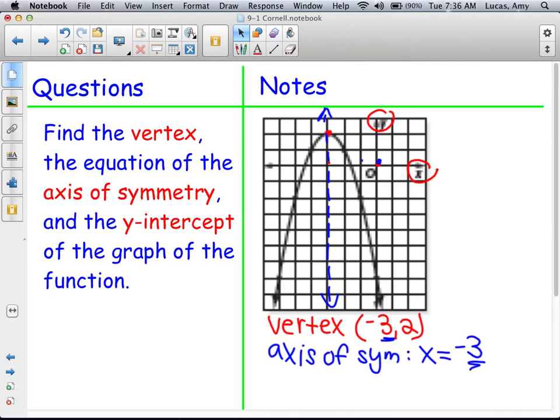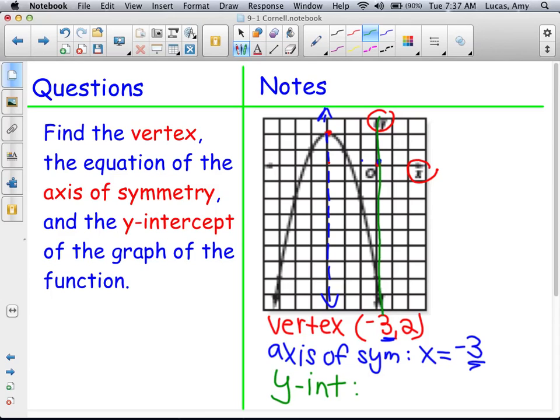Notice that the x-coordinate of the vertex always matches the symmetry line. Always. And my y-intercept is where this graph crosses the y-axis, right here at this point. So 1, 2, 3, 4, 5, 6, 7, negative 7, down 7 from the origin. So that's how you find your information from a graph.